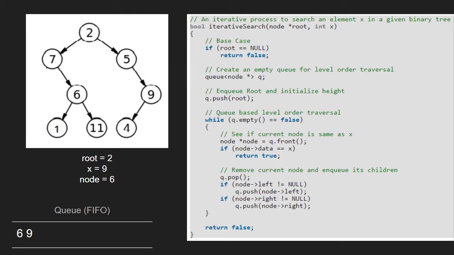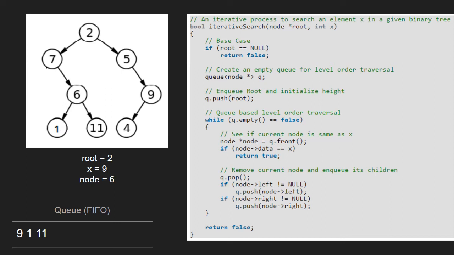We compare if 6 is equal to x. Since 6 is not equal to 9, we dequeue 6 from the queue. Now, we push the children of 6 into the queue. So, 1 and 11 is enqueued. Since q is not null, we continue with the while loop.